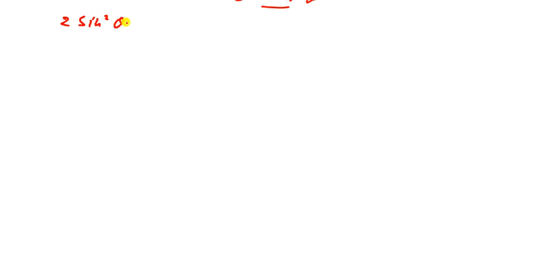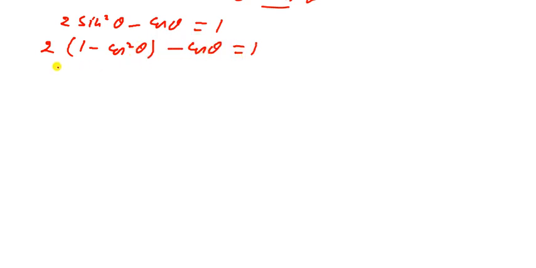Second question is 2 sin square theta minus cos theta is equal to 1. So what will happen in this? First of all, as you know, sin square theta is 1 minus cos square theta, and here is minus cos theta is equal to 1. Now multiply inside by 2. So 2 minus 2 cos square theta minus cos theta is equal to 1.